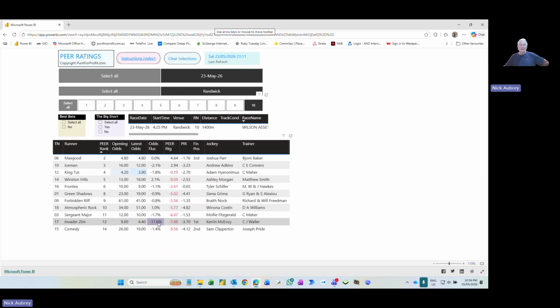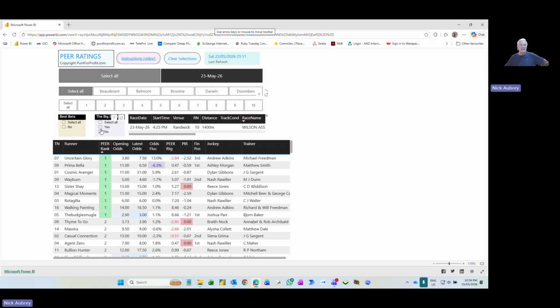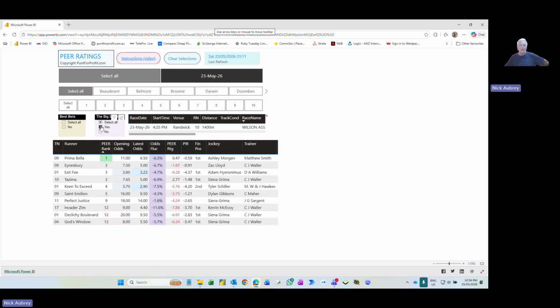So rather than just looking at that one race, if I select all races, and then under here select the big short, that gives you all of the 10 races on the day and just those horses that were shorteners. And if you want to know the actual race, because of the amount of real estate I've got available, the actual race will only show up once I click on the runner. So Prima Bella was actually in race 8, race 9.